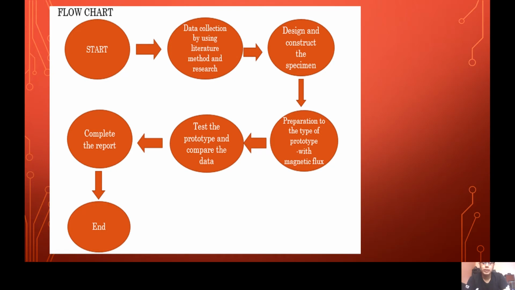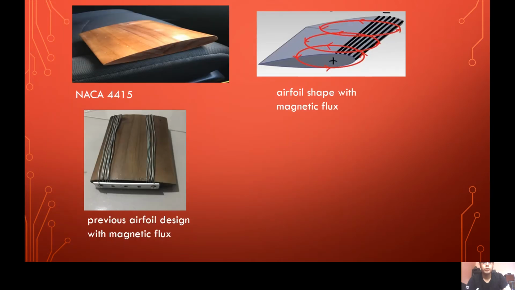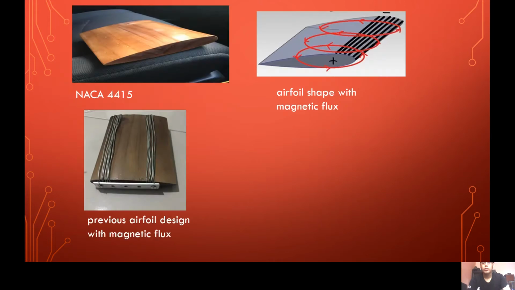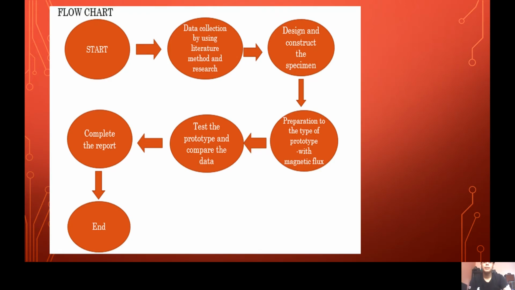So the airfoil is the NACA 4415, let me show you the picture. As you can see, that model, NACA 4415, which is the name of the airfoil shape, had been chosen as the prototype to prove and test the project.